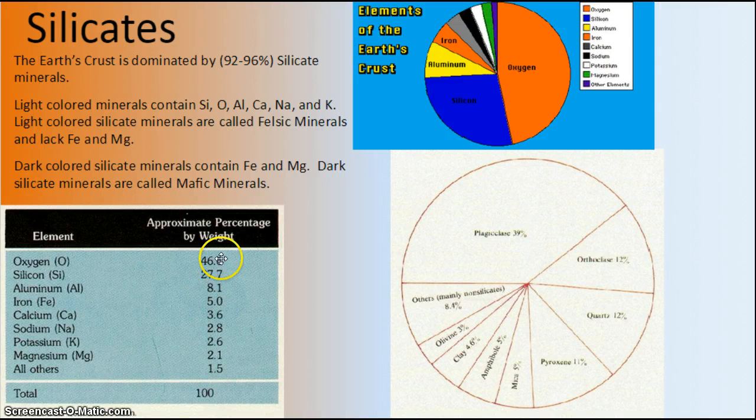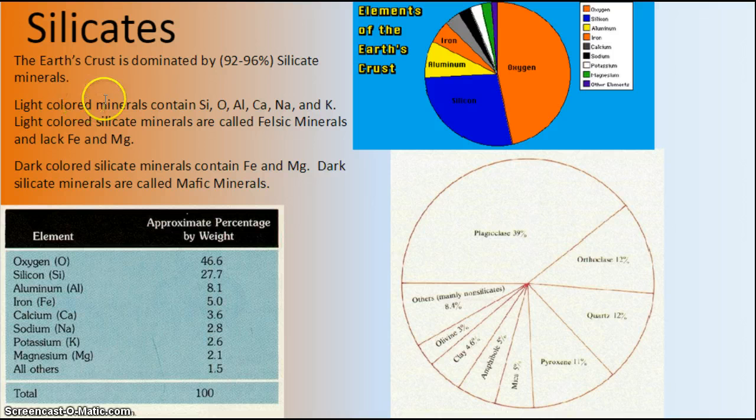So if I look down here in my percentage by weight, you'll find that oxygen is about 47% of the Earth's crust, and silicon is about 28%. That's a tremendous amount. That's roughly 74% of the total Earth's crust by weight is silicon and oxygen. So it should make sense to you that silicon and oxygen are going to be prevalent in most rock-forming minerals.